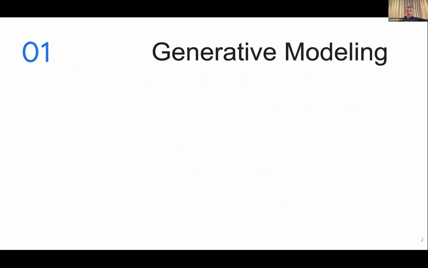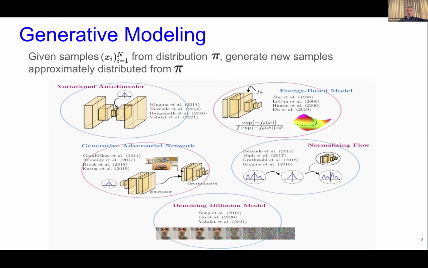Okay, so I'm not sure. I mean, this is a Monte Carlo crowd. I'm sure some of you are familiar with this type of material. Others might not be. So I'm going to have a brief review of generative modeling, and in particular of the most popular class of generative models currently available, which is the class of denoising diffusion models.